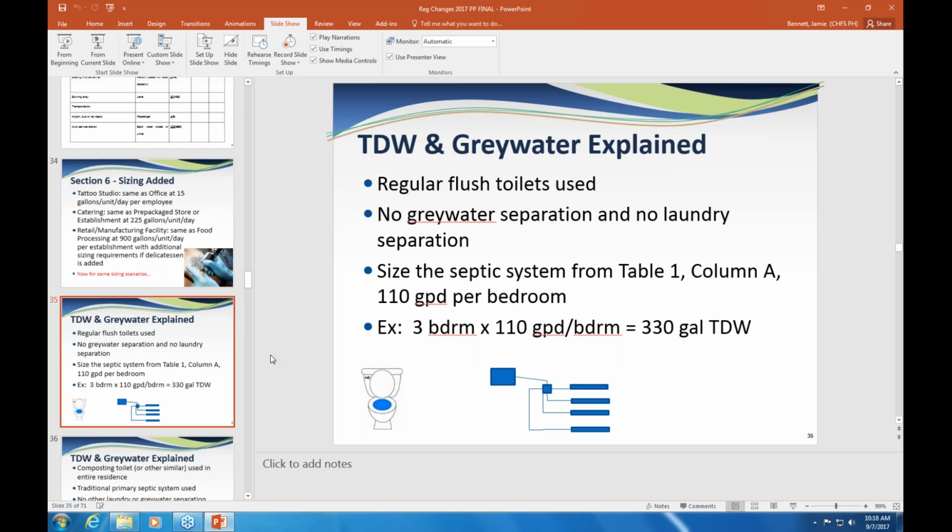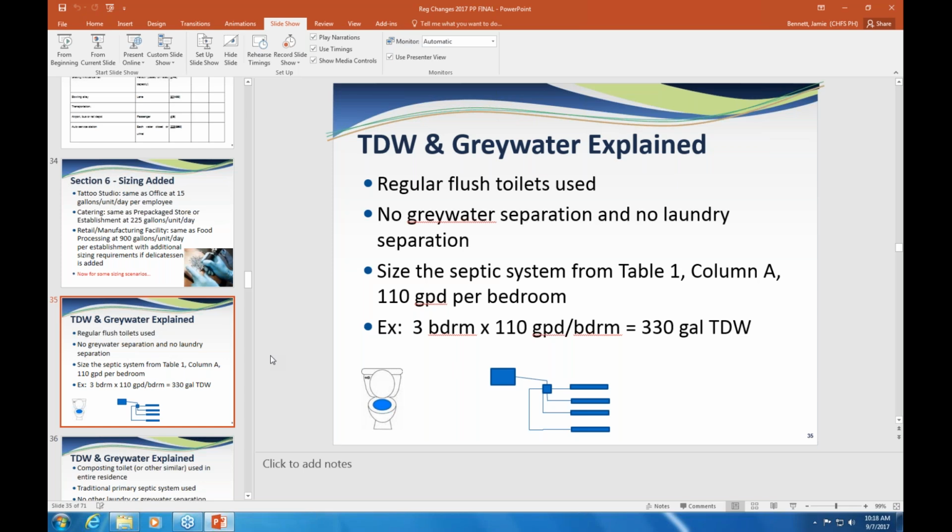Okay, now we're going to go through some examples as far as TDW and gray water systems and how it relates to sizing with our new TDWs. So here's your first example. Regular flush toilets are used in the home, and there's no gray water separation and no laundry separation. So it's just a standard home, flush toilets, that's it.